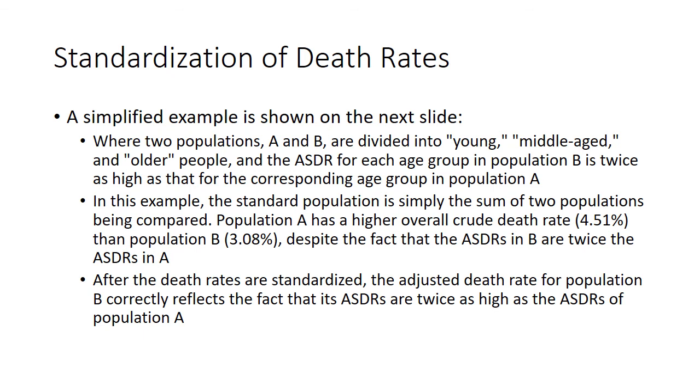Population A is going to have a higher overall crude death rate, which we're going to see here is 4.51%, than population B, despite the fact that the ASDRs in B are higher. We'll see how that works out with the population breakdown. But after the death rates are standardized, the adjusted death rate for population B will correctly reflect the fact that ASDRs are higher than in population A.